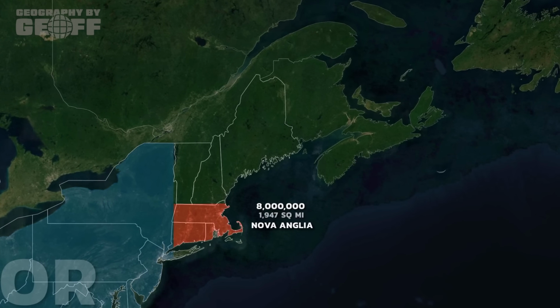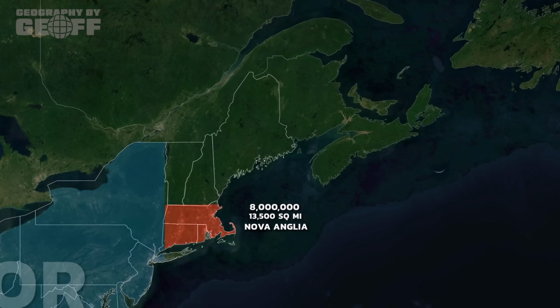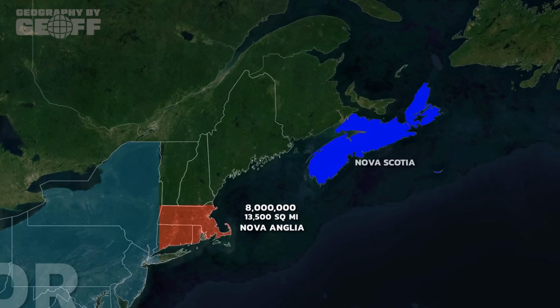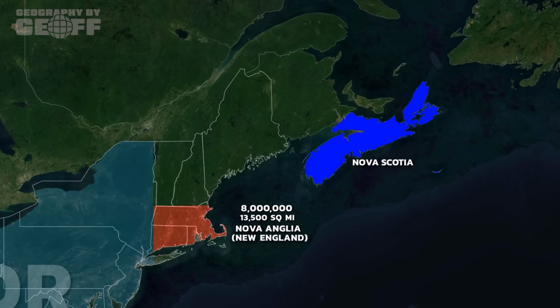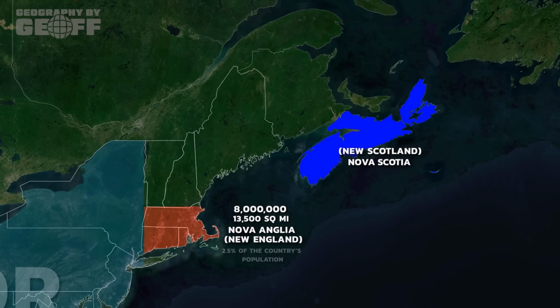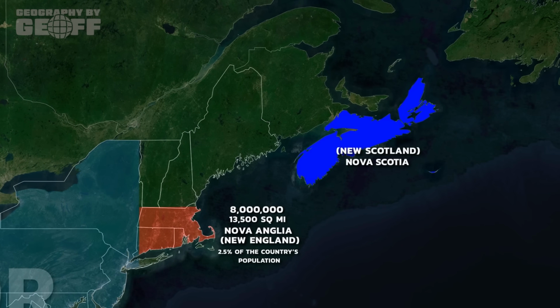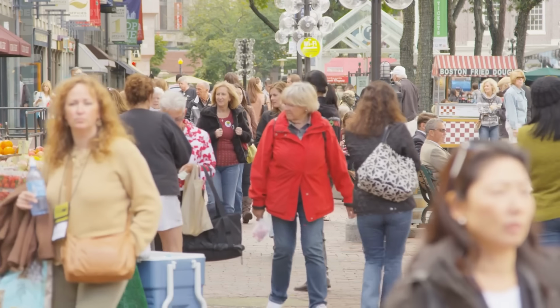Heading all the way back east, we have the province of Nova Anglia, with nearly 8 million people on just 13,500 square miles of land. This province, of course, is the cousin of Nova Scotia, both of which translate to New England and New Scotland in Latin respectively. As an Atlantic province comprising just 2.5% of the country's population, Nova Anglia would far and away be the densest province of the United Provinces.